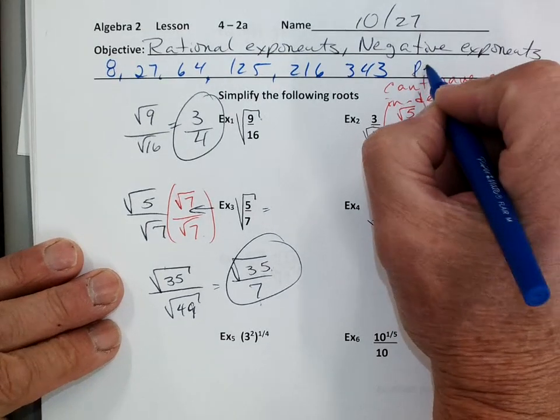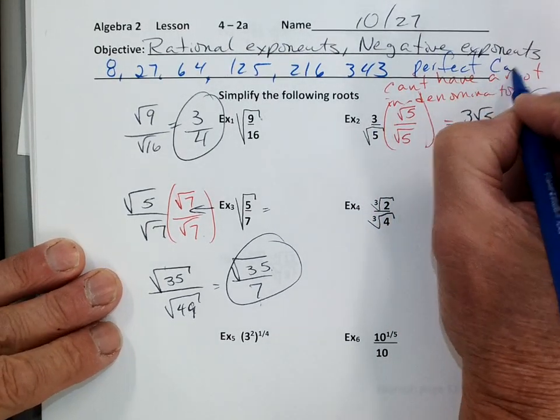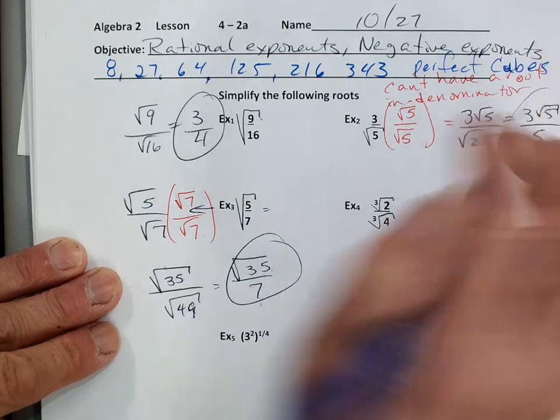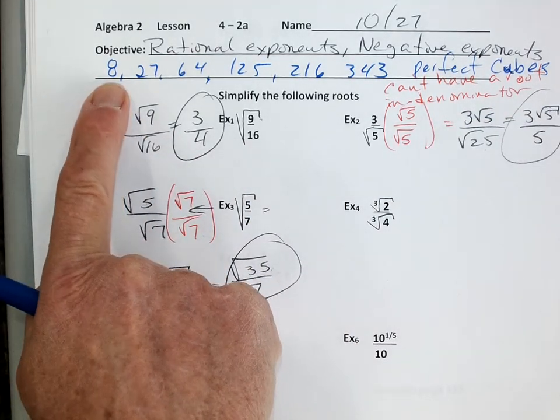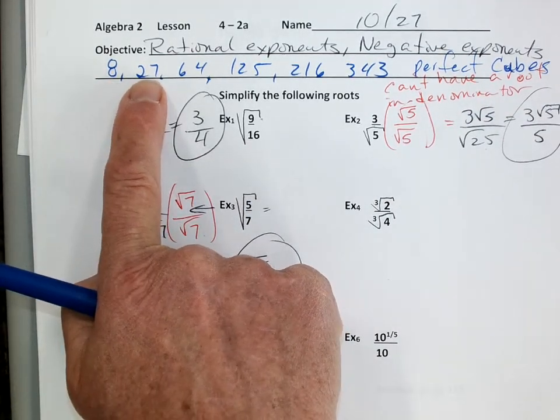These are perfect cubes because the cube root of 8 is 2. 2 times 2 times 2. 3. 3 times 3 times 3.